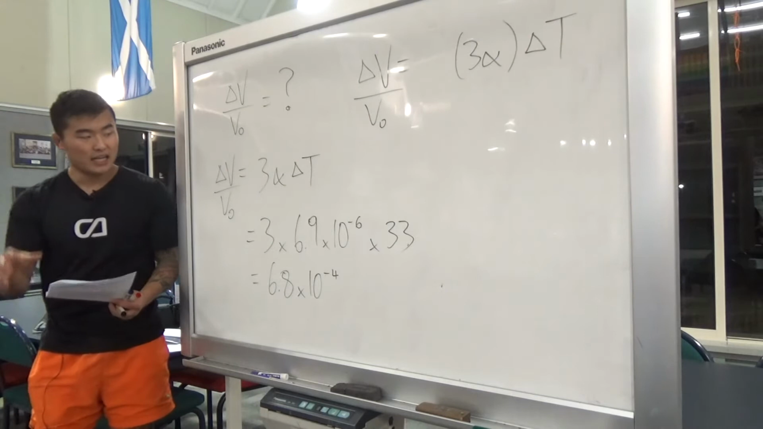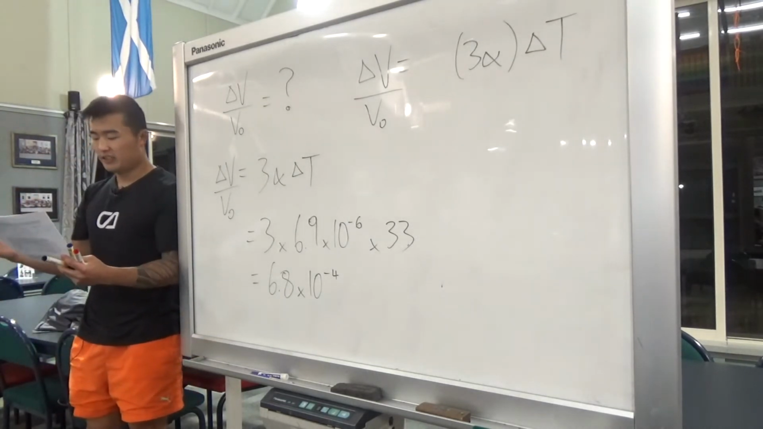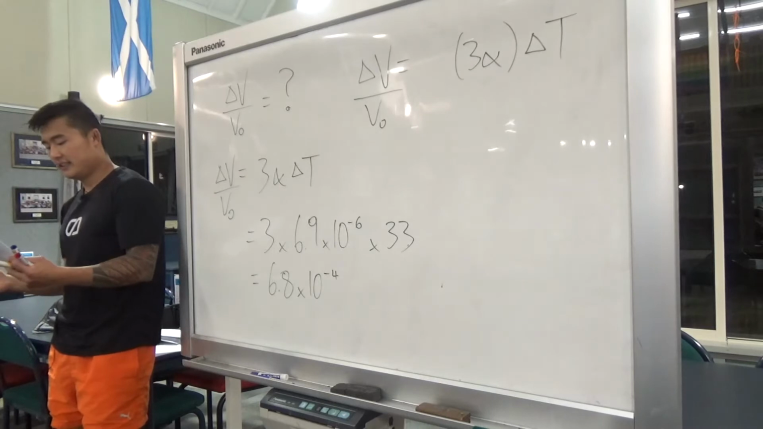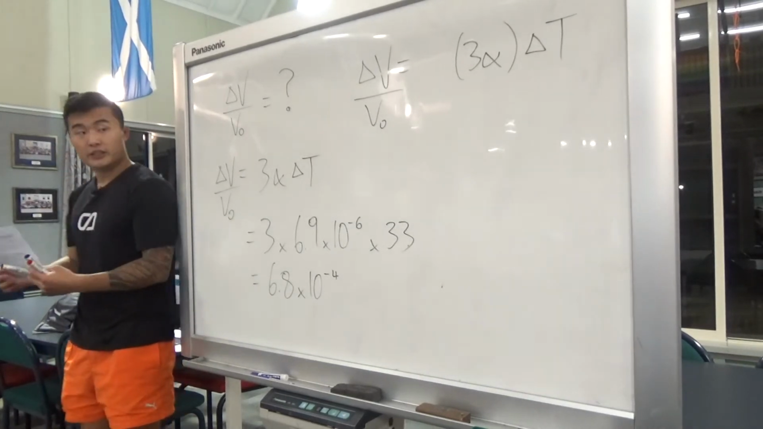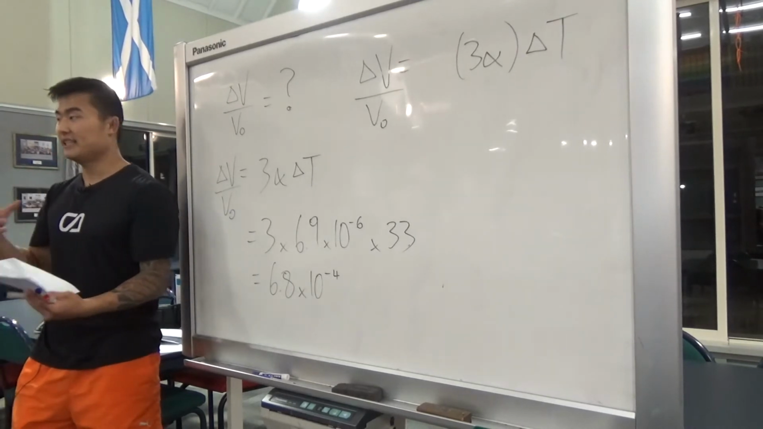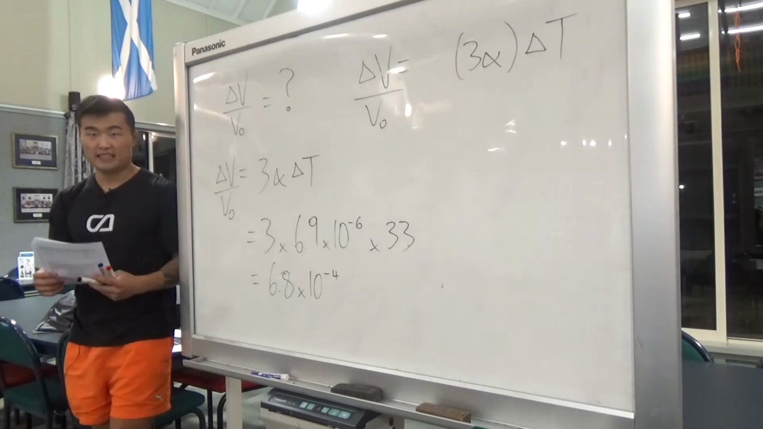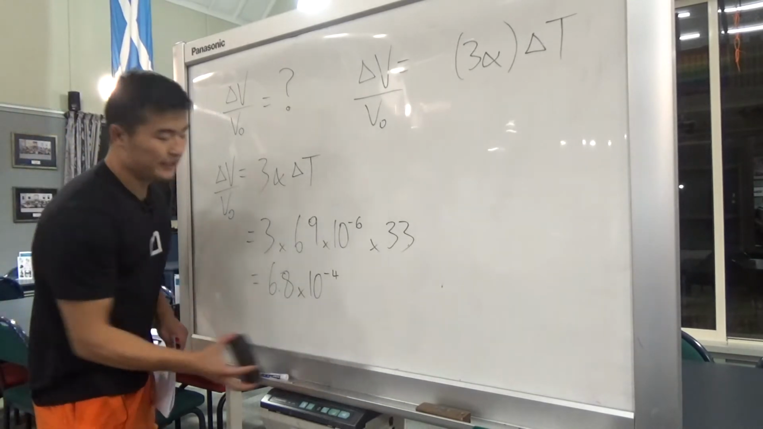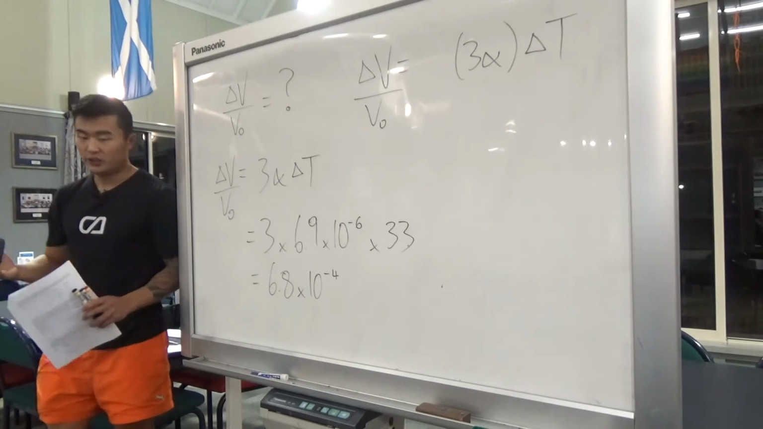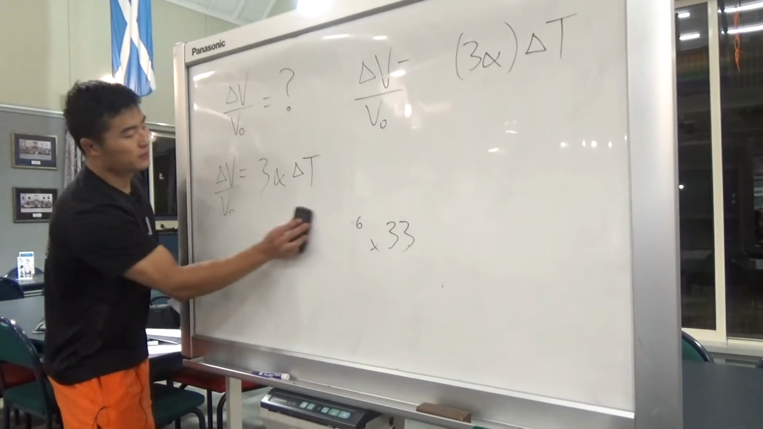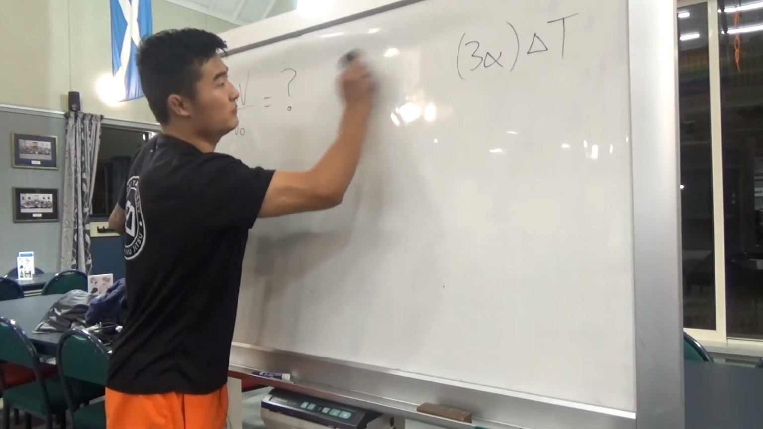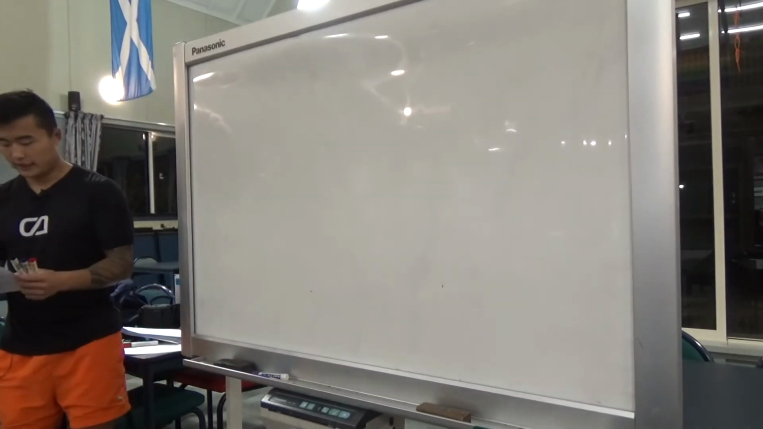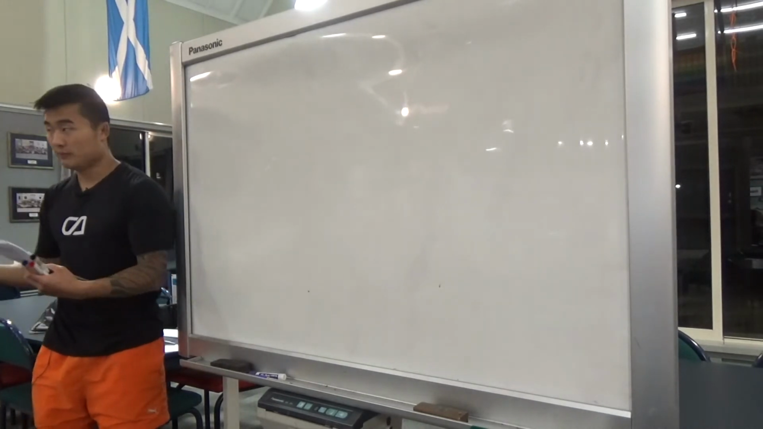And one thing I'll mention is that sometimes they will give you the volumetric coefficient. So if it said the coefficient of volumetric expansion is 6.9 times 10 to the negative 6, then you wouldn't have to do 3 times, because that means that it's already been multiplied. That's for the volumetric expansion. But here they've given us the linear expansion coefficient, which is why you have to multiply it by 3. Okay, so make sure you read it carefully before you do these calculations. And there have been examples where they give you the volumetric coefficient.